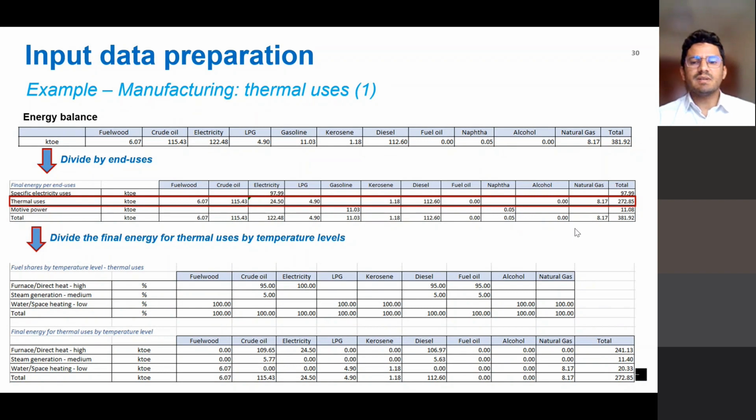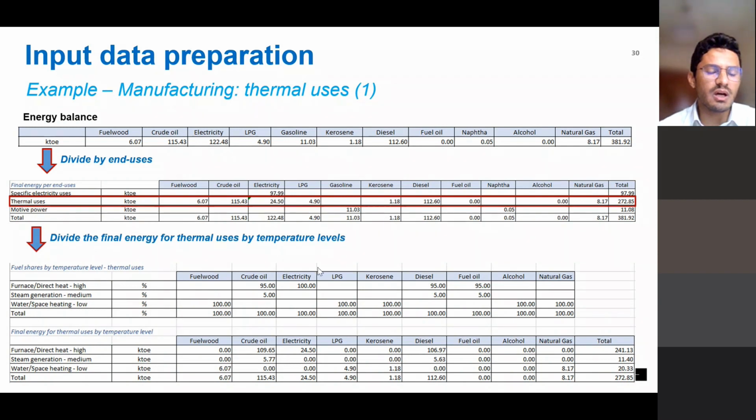Regarding thermal uses, we have some additional calculation steps. After the first distribution of energy fuel consumption among end uses, we will need to divide the final energy for thermal uses by temperature levels, because as explained before, industrial processes require different energy forms according to the level of temperature needed. For example, for high temperature furnaces, we will need crude oil or other petroleum products with high calorific value to provide heat at the high temperature level. Electricity also can contribute to provide this thermal use, because it consumes a lot of electricity. Different energy forms will contribute at each temperature level.